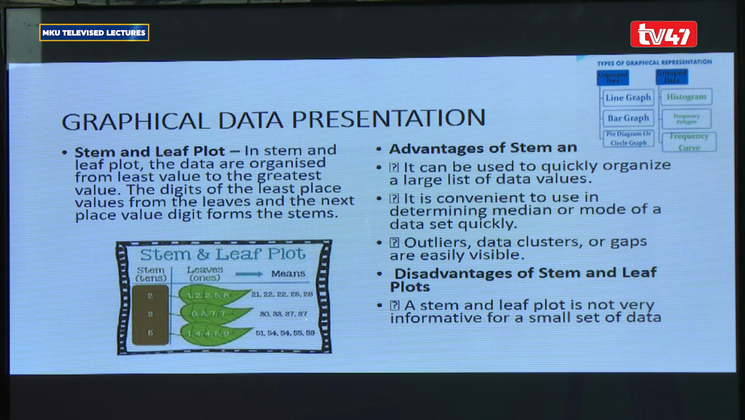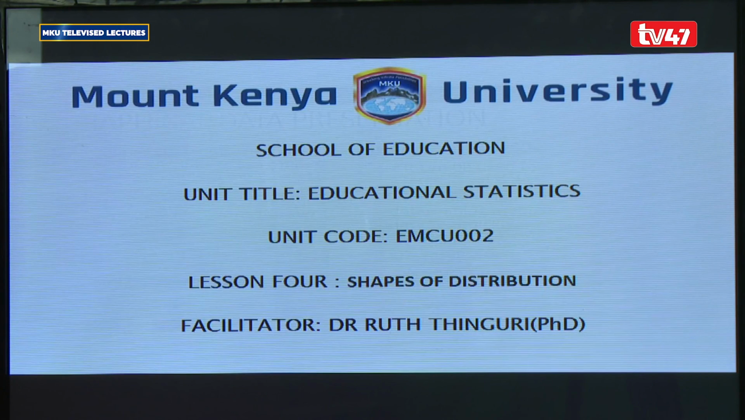Then the next one is stem and leaf. And you can see very clearly here, the stems include the tens, and this one includes the ones. You can see very clearly, this is the stem and this is the leaf. We have the advantages. It can quickly organize information in a convenient manner, but it can also be very difficult to produce, and it may require some additional information.